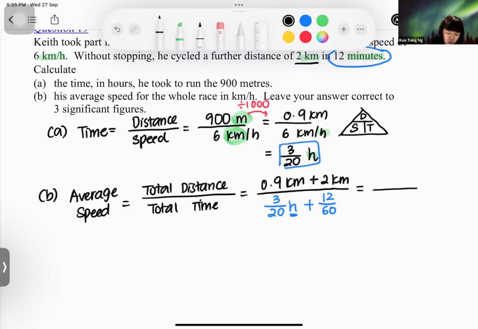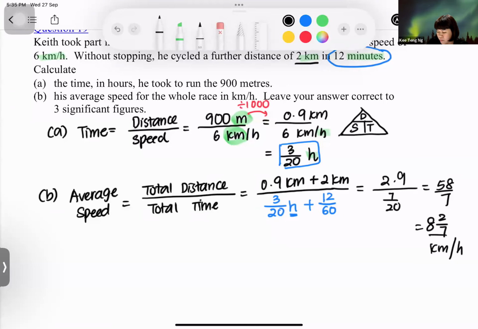0.9 plus 2, that's 2.9. Then 3 over 20 plus 12 over 60. This one is 7 over 20. Let's calculate this. So 2.9 divided by 7 over 20 gives me 58 over 7, or mixed number 8 and 2 over 7 kilometer per hour. Answer.